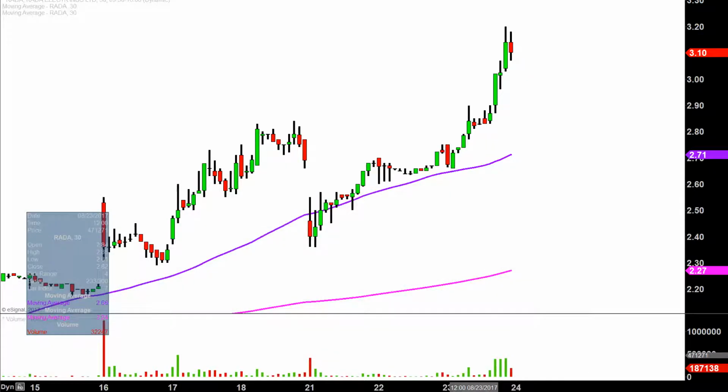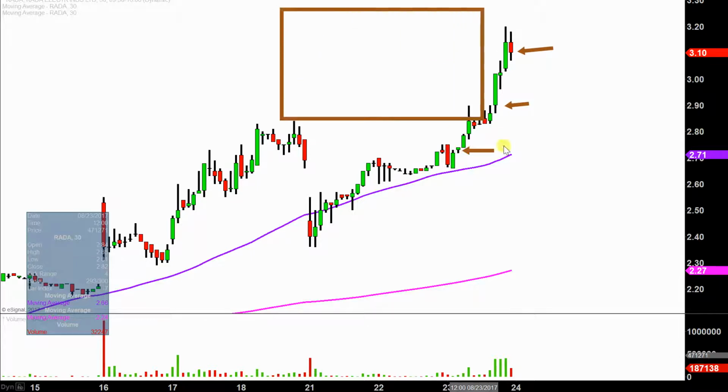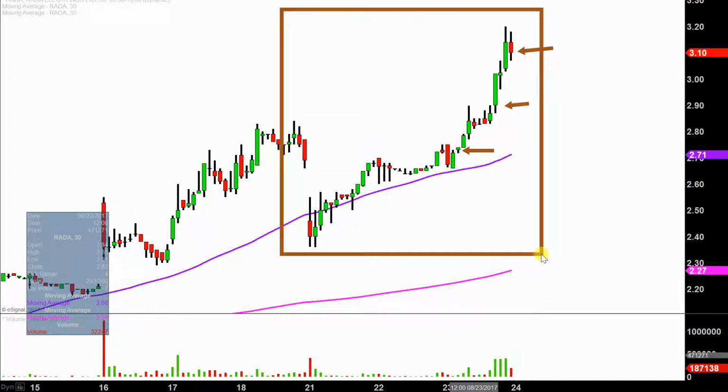Real quick, what do I mean by 30-minute in case maybe you're new to charts? Instead of each one of these candlesticks here representing 1 day's worth of price action, each one represents 30 minutes. So while this here may look like a few weeks worth of time, it's actually just the past few days broken down into 30-minute time slices.